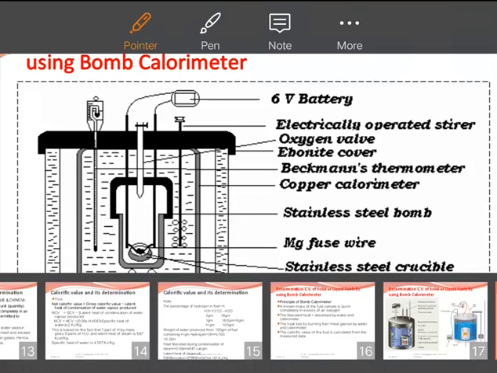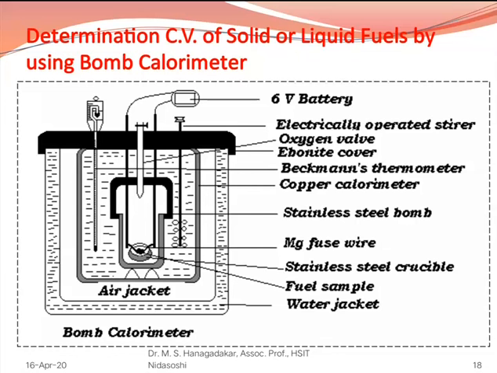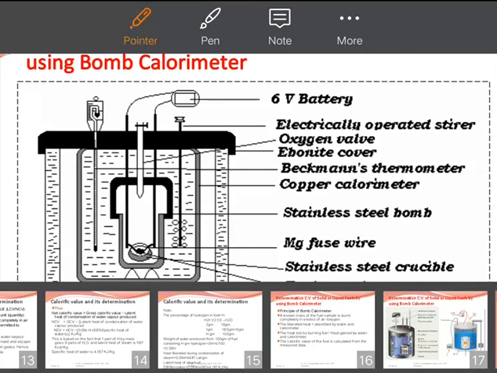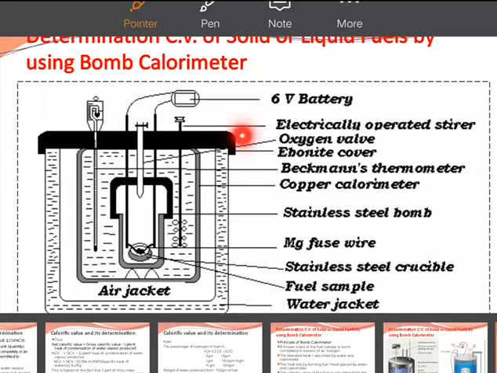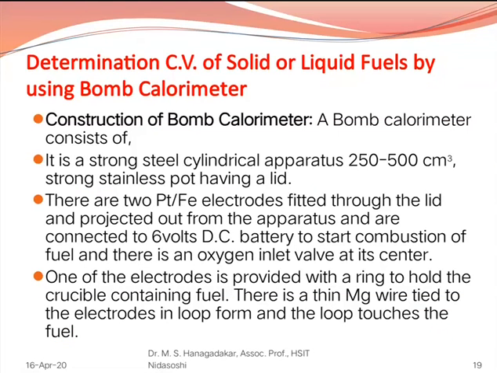This copper calorimeter is surrounded by the air jacket, and further by the water jacket, and the total assembly is closed with an ebonite lid or cover. So this is brief information about the instrumentation of the bomb calorimeter. Let us discuss the instrumentation in detail. First, the construction of the bomb calorimeter.